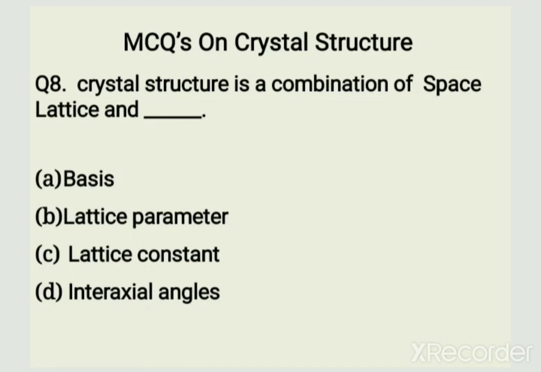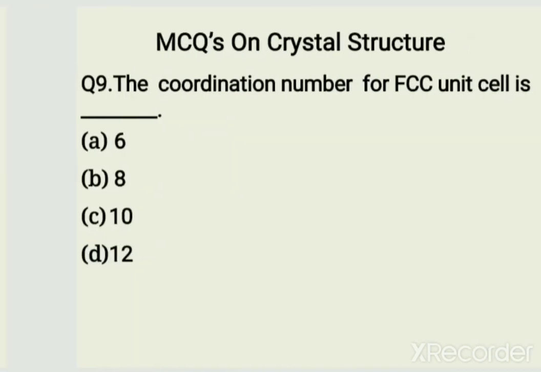Next is crystal structure is the combination of space lattice and dash. As we know that crystal structure is the combination of space lattice and basis, where basis is nothing but an atom or a group of atoms, and when these atoms are placed on the space lattice points, then there is a formation of crystal structure. So the correct answer is option A, that is basis.